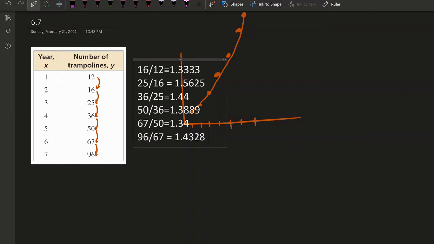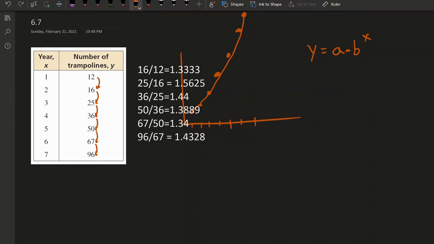So what I can do is take one starting at the beginning and one at the end and kind of create an average exponential function of it. So what I can do here is take the basic exponential function, y equals a times b to the x power, and I can plug in 2 points. So let's just take the first one and the last one.